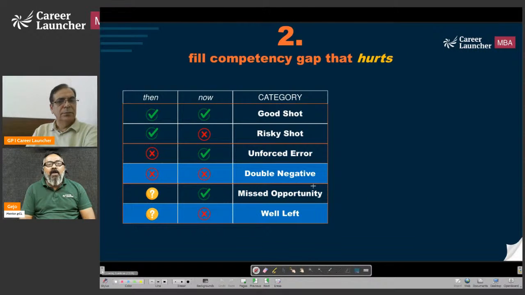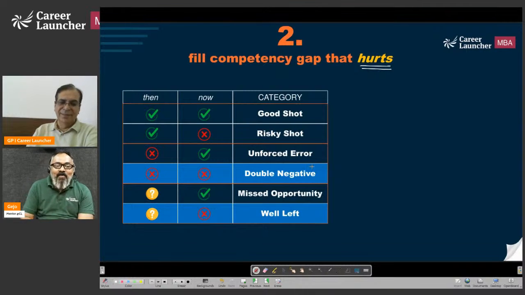Second, of course, fill competency gap that hurts. मतलब अगर वो hurt करता है, competency gap मतलब क्या है, मुझे आता नहीं है, ये वाला क्वेश्चन है ना जो डबल नेगेटिव मिला है.